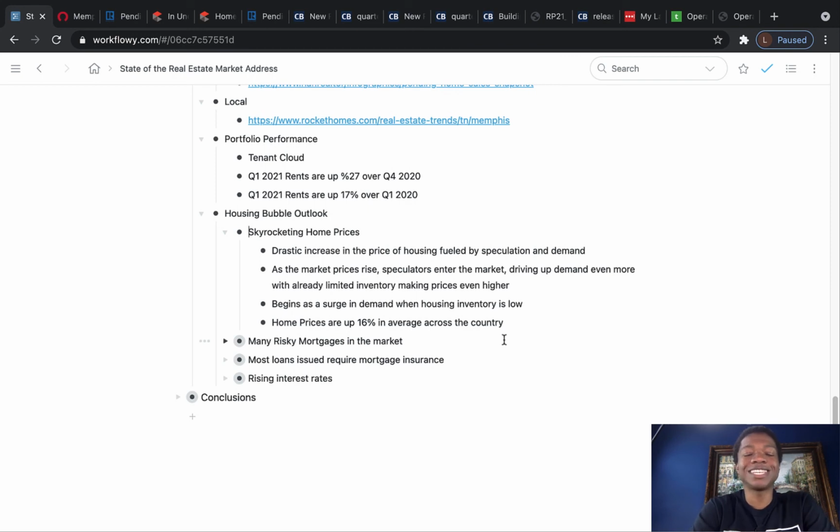You typically tend to see a drastic increase in the price of housing fueled by speculation and demand. And what I mean by speculation is there's going to be some baseline demand. The millennials, they want housing. They're looking for homes. But then with the way the prices are going, there are some investors who would normally invest in real estate. They see how these prices are going, and so they want to get in the market as well. And so what tends to happen is they drive that demand upward, which pushes the prices even higher. And so as the market prices rise, these speculators get in, driving up the market even more, and making prices even higher.